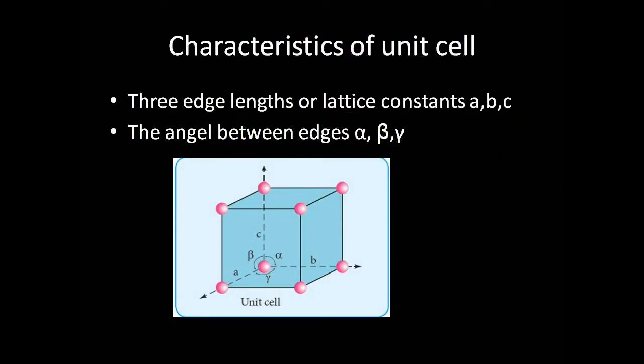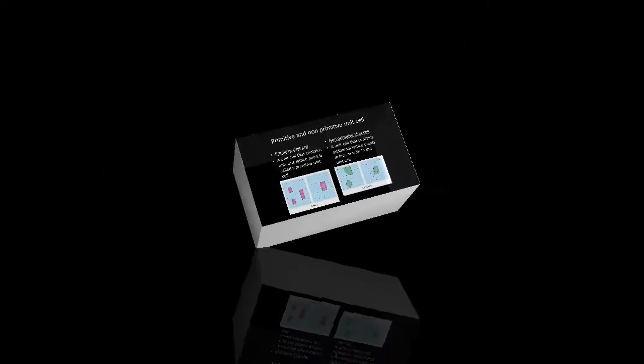A unit cell is characterized by the three edge lengths or lattice constants, that is a, b, c. It is indicated in this diagram. And afterward, the angles between the edges a, b, c are called alpha, beta, gamma. These are also characteristics of the unit cell.